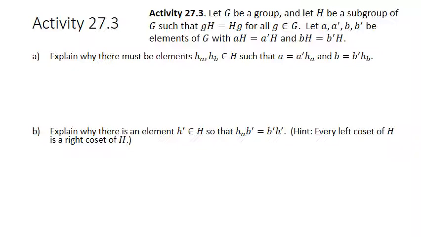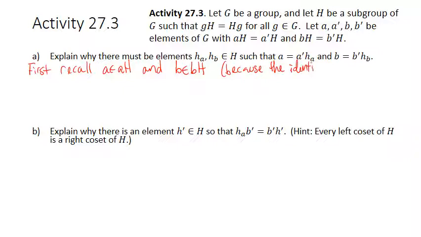Okay, so this is not too bad. First, recall that a is going to be in aH and b is going to be in bH, and that's easy to see if you remember that the identity element is an element of H. So that can be the element that we multiply by a and b to get them into aH and bH.